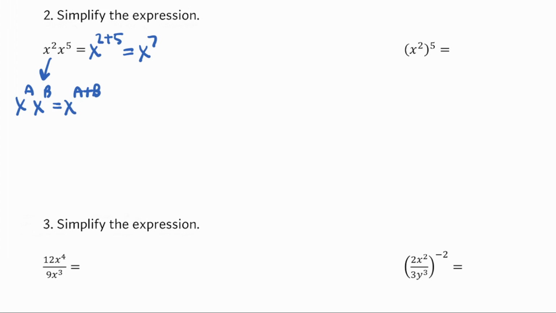Then over here, the power of a power rule is that if we take x to the a to the b power, that's where we're going to multiply the exponents. So this is going to be x to the 2 times 5, which is x to the 10.